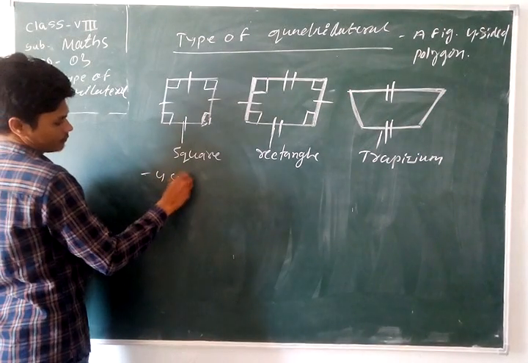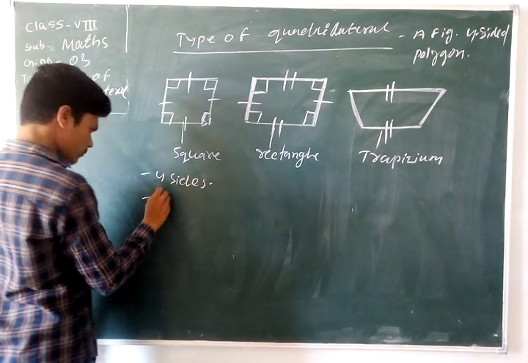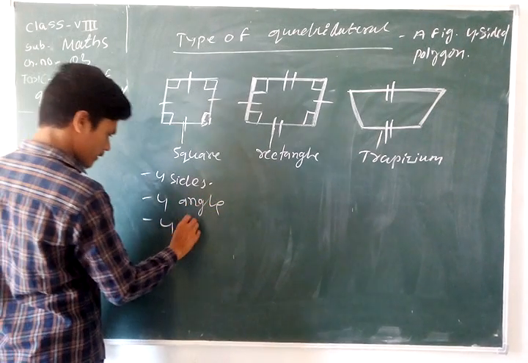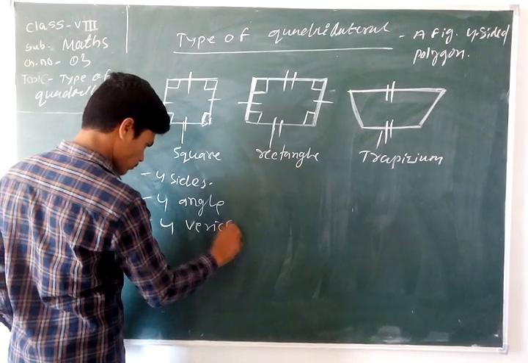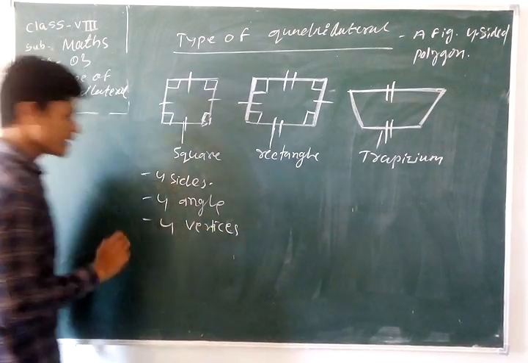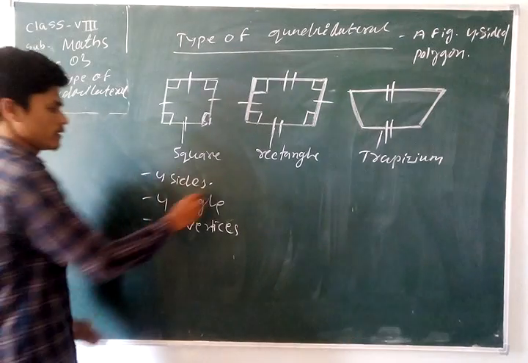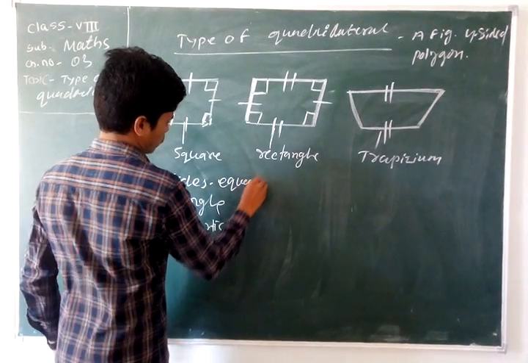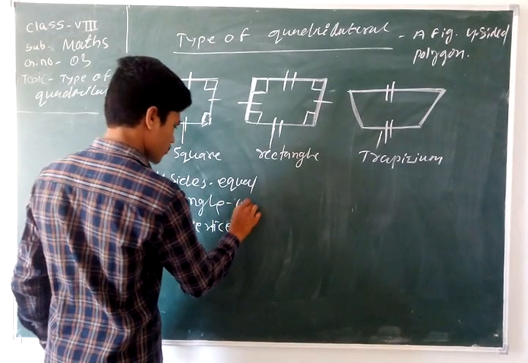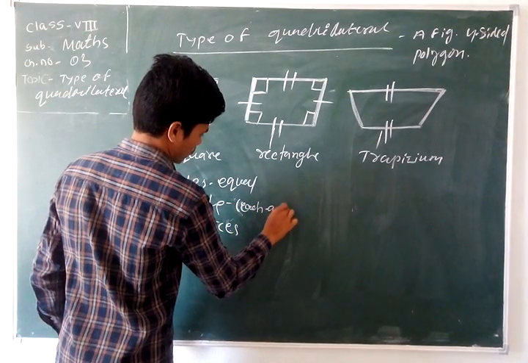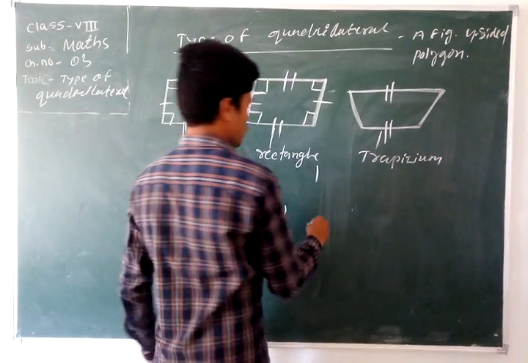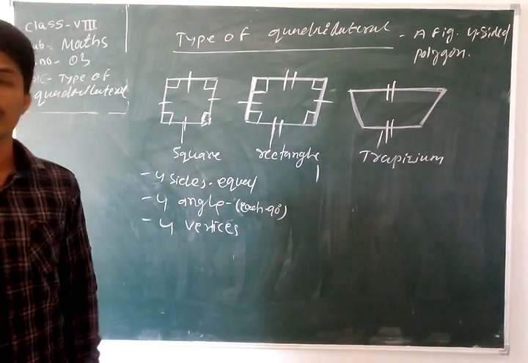Here, how many sides? Four sides. Four angles. Four vertices. Then four sides equal. Okay. Four angles, each 90 degrees. Okay. Four vertices. Clear about it. Now in the rectangle, just the opposite sides are equal and parallel.